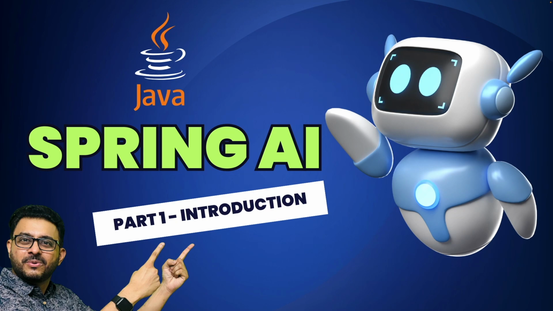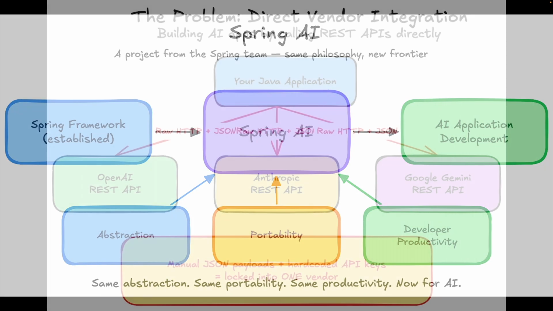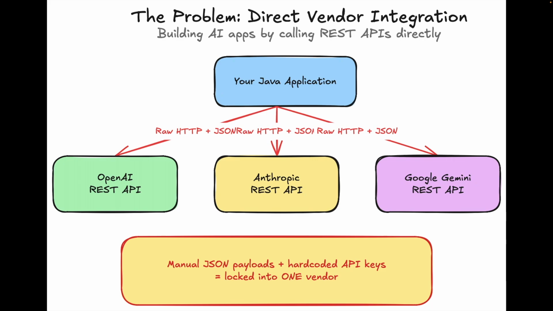Let's get into it. So first, what actually is Spring AI? Spring AI is a project from the Spring team that brings the same philosophy Spring has always had: abstraction, portability, and developer productivity into the world of AI application development. Here is the problem it solves.